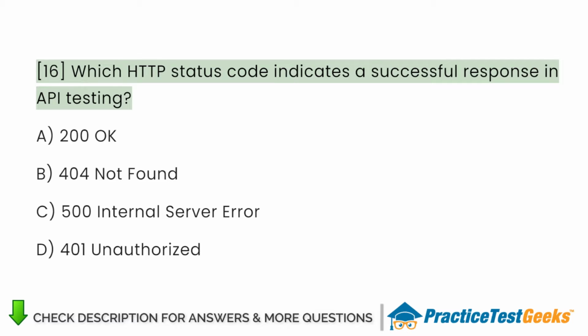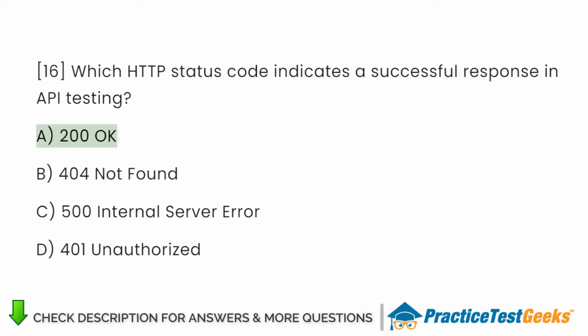Which HTTP status code indicates a successful response in API testing? A. 200 OK. B. 404 not found. C. 500 internal server error. D. 401 unauthorized.